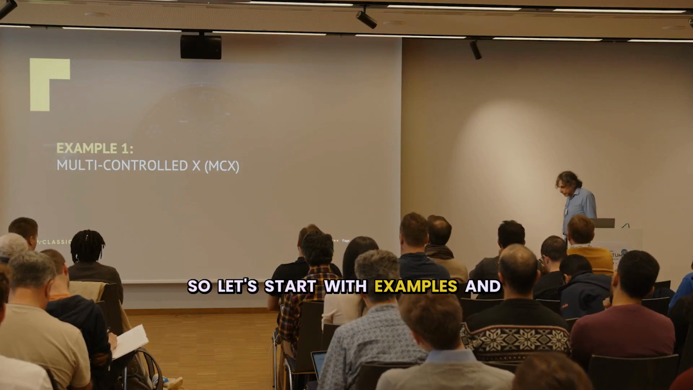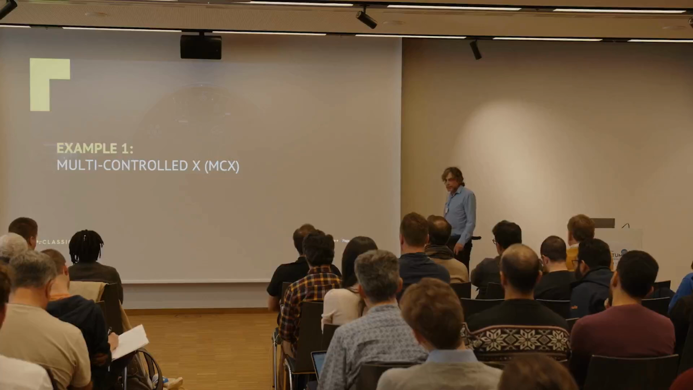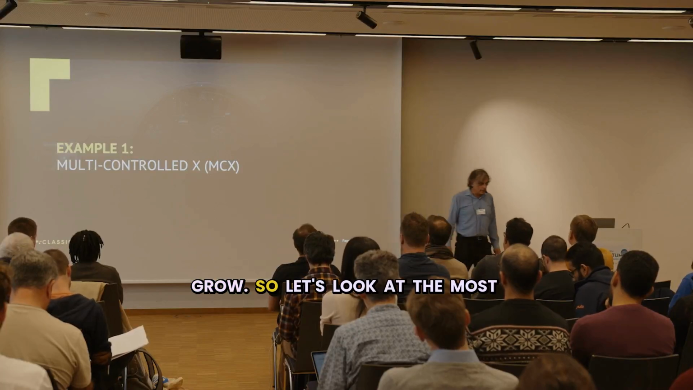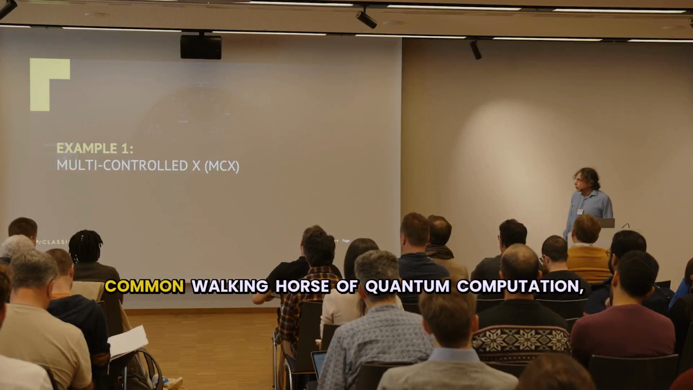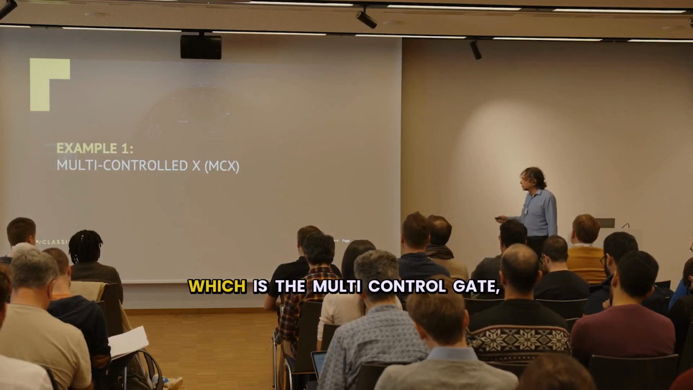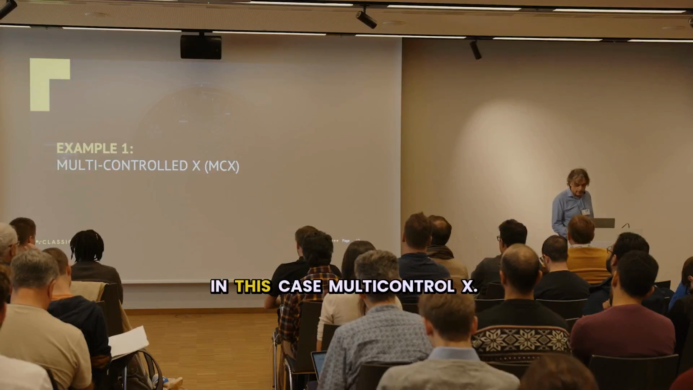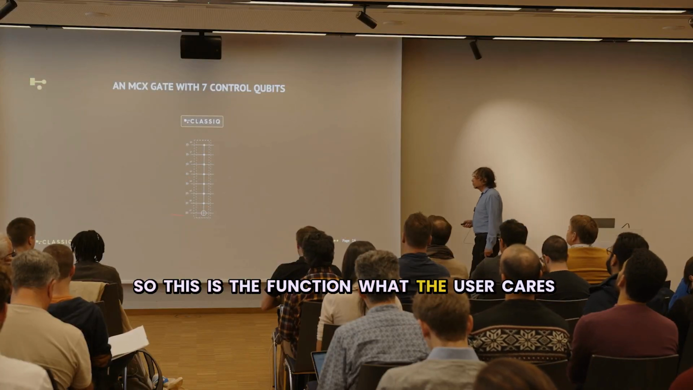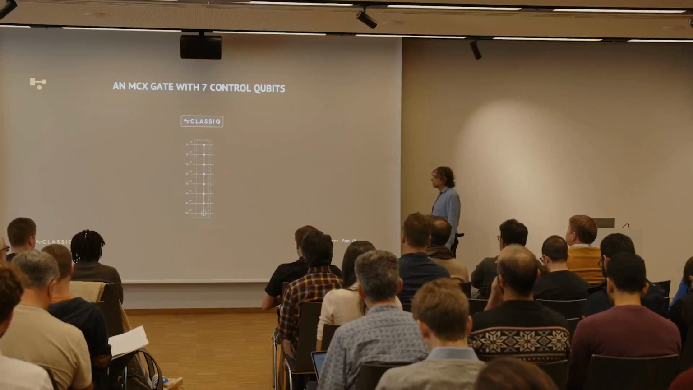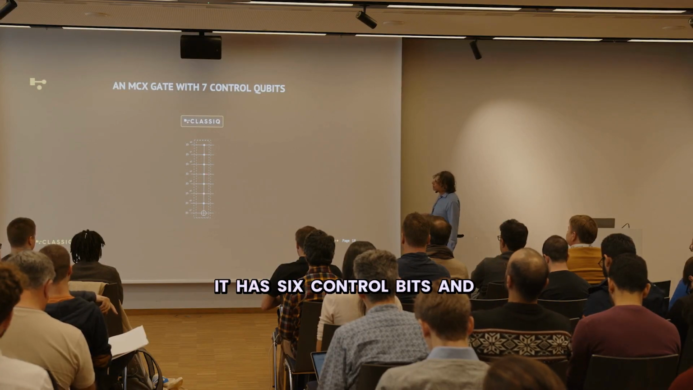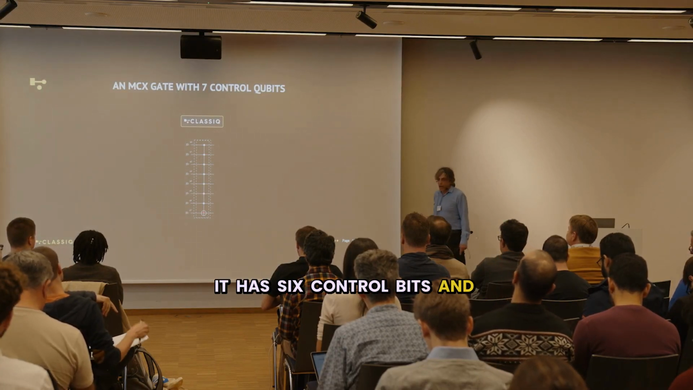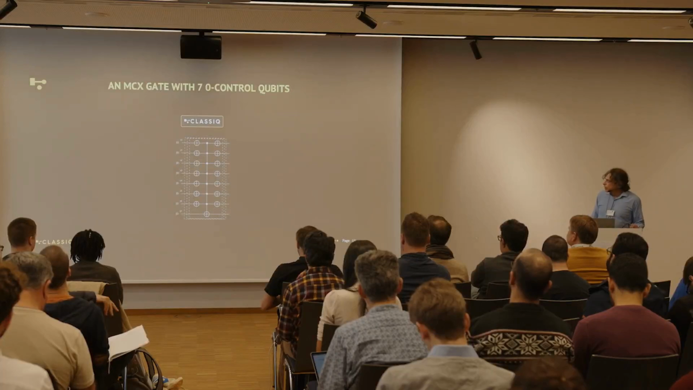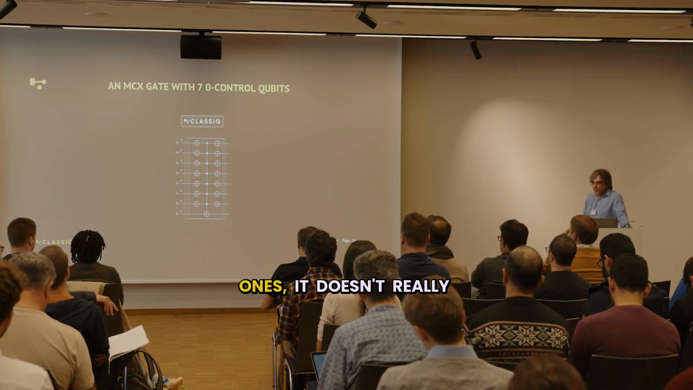So let's start with examples, and as usual, when we learn by examples, we will start from the simple and gradually grow. So let's look at the most common workhorse of quantum computation, which is the multi-controlled gate, in this case multi-controlled X. So this is the function. What the user cares about in this particular case is that this function will be implemented. It has 6 control bits and one target bit in this particular case. It can also be controlled on zeros or ones, it doesn't really matter.